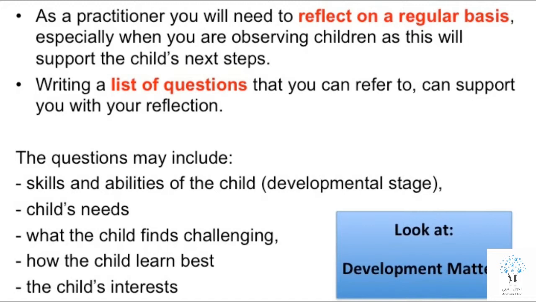So is it the skills and abilities of the child? Are you trying to figure out the specific child's needs? Is it something that the child is finding challenging, so you really want to observe it more? Do you want to find out how the child learns best because you feel that child is really not engaged in some activity that you're doing? Is it a new child? Do you want to find out a child's interests? So what are the questions that are guiding your observations? And again, in the blue you'll see it. Please, please, please look at the Development Matters. You really, really should know it by heart.